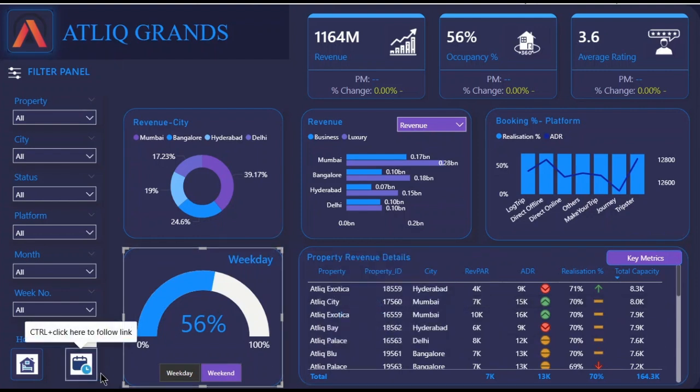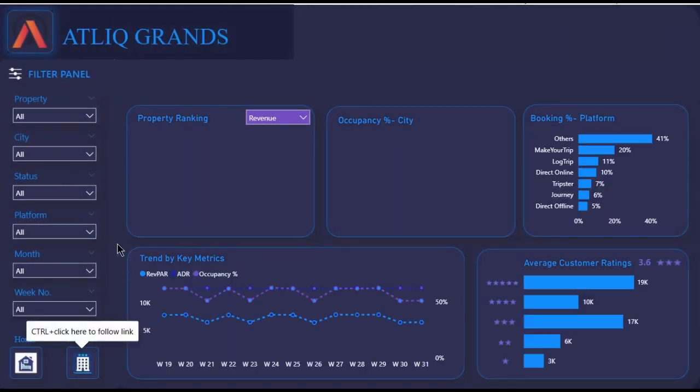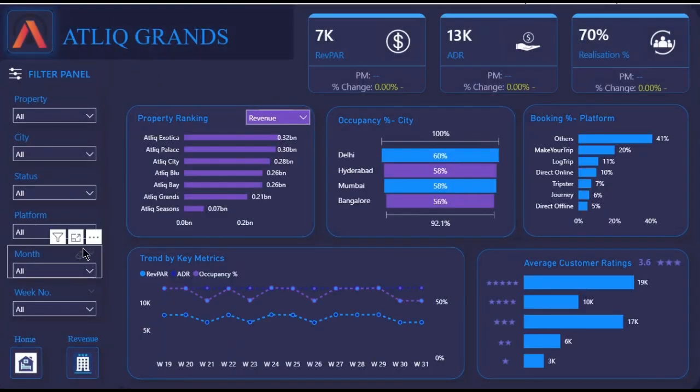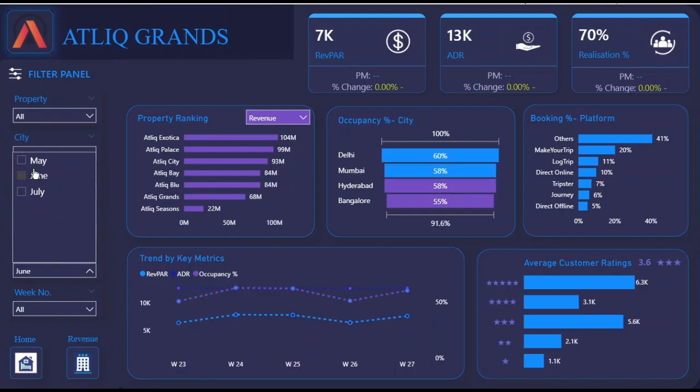Now let's go to the performance view. Here I have added two keys for the home view and the performance view. So this is the performance view. And here also we have the following filters, and we will now look at the month of June. You can also see here the months of May and July. Let's look at the month of June.